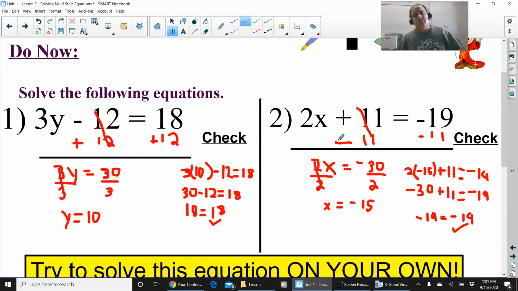Over here, 2x plus 11 equals negative 19. Again, you use inverse operations. Subtract 11 on both sides. Just remember, negative 19 minus 11. Use your calculator if you get confused with that. Do not get that wrong. It's negative 30. 2x equals negative 30. Divide by 2 on both sides. You get x equals negative 15. You go through the check. Negative 19 equals negative 19.